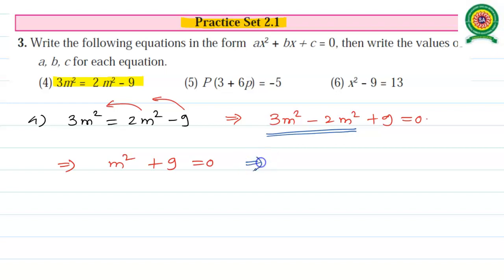Now try to rearrange the given quadratic equation in m in terms of the general form of quadratic equation, that is ax square plus bx plus c equals 0. In general we have the variable x, here we have the variable m.